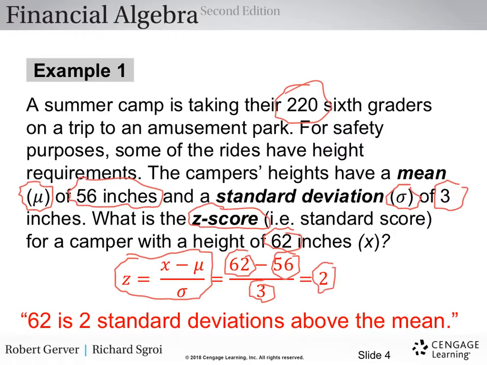Now, what does this 2 mean? This means that the 62 inches is 2 standard deviations above the mean. Okay? So, if you think about it, the mean is 56, the standard deviation is 3, so 2 of these is 6, add 6 to that, you get your 62. So that's what we mean by the z-score. It represents how many standard deviations the value is above the mean or below the mean.